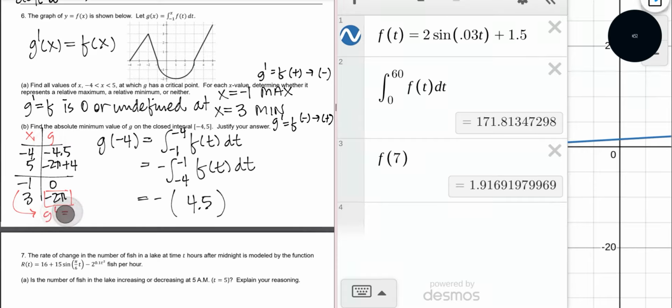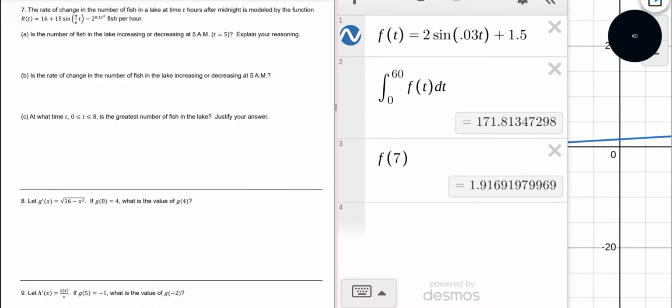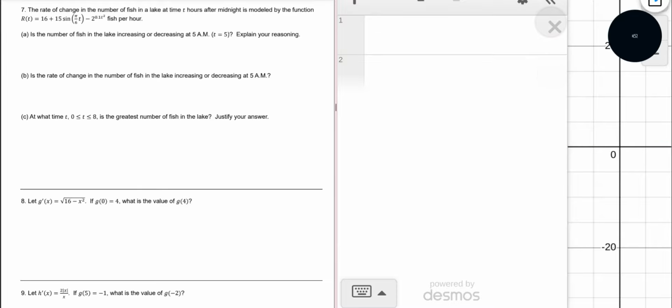Now, I might just remind everyone that I'm interested in these x values because these are places where g prime, which is f, is equal to 0. We already established that in part A of this problem, but it never hurts to remind everyone. It says justify your answer, so I might as well do it. Okay. So now we've got rate of change in the number of fish in a lake.